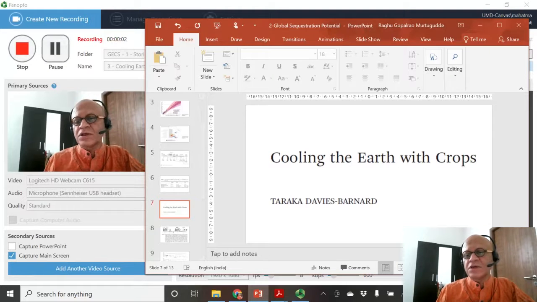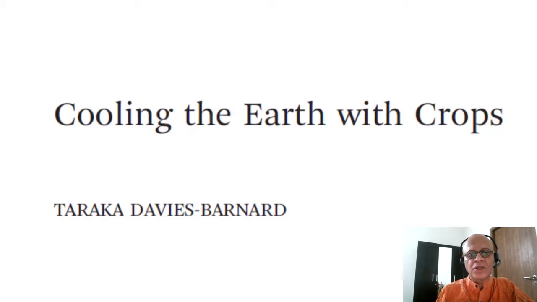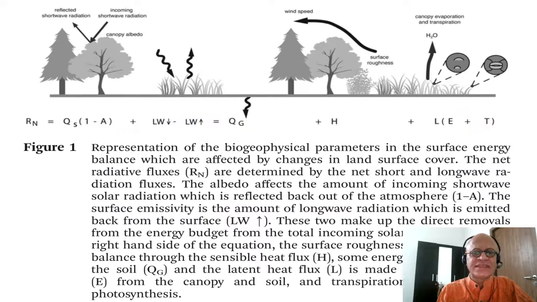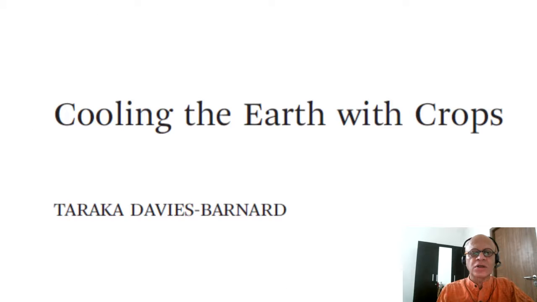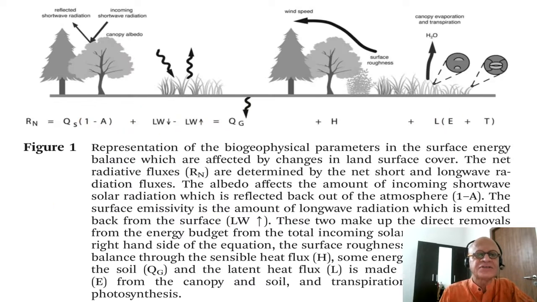So we discussed modifying vegetation properties like leaves, waxing properties and so on, which would change the albedo. We will add just a few more details here from this book, Cooling the Earth with Crops, with this chapter written by Taraka Davis Barnard. Here are some details. So this goes a little bit beyond just talking about leaf properties.